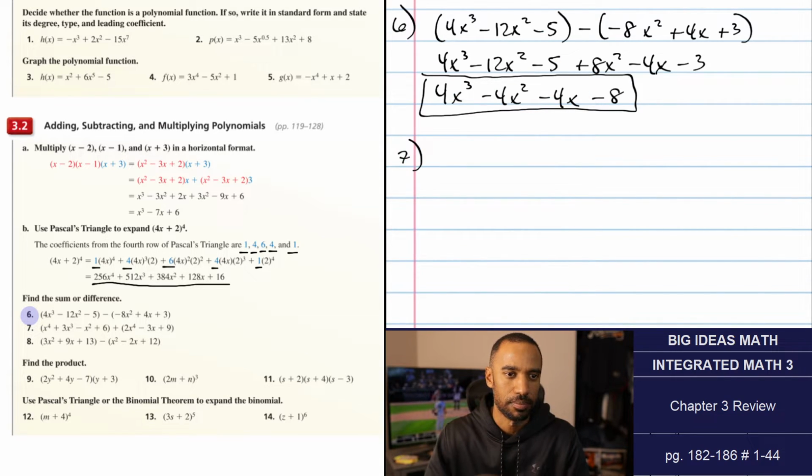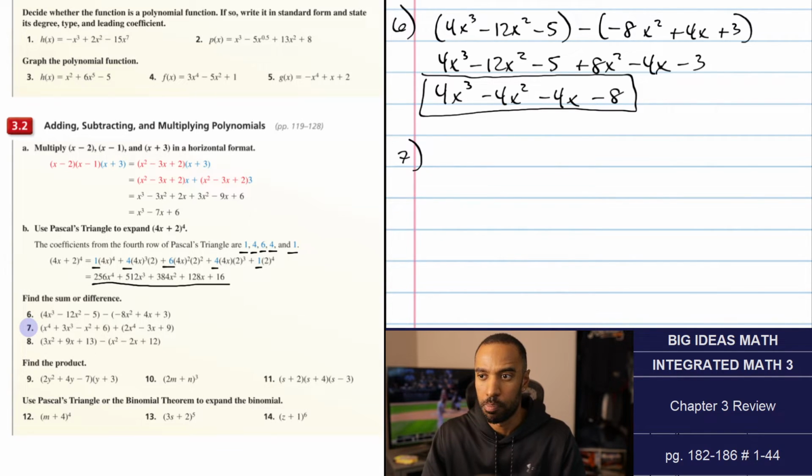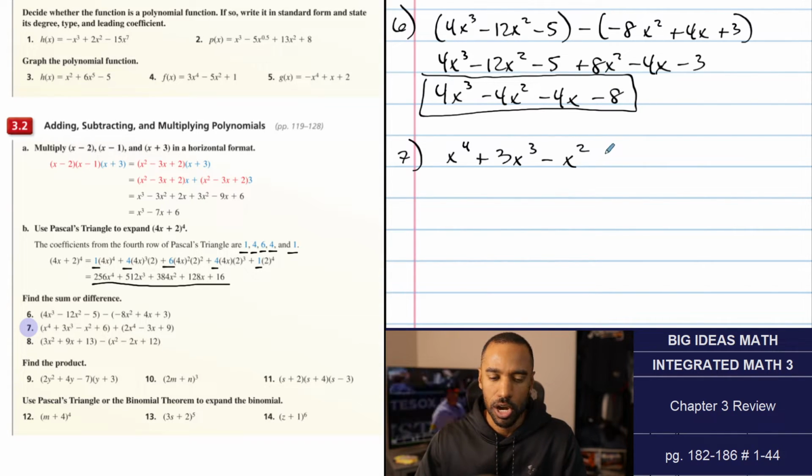Number 7, we have arguably easier than subtraction, but the same stage after the first step, addition. In fact, I'm going to write this right now without copying down the original parentheses. I'm just rewriting without parentheses, x to the fourth, 3x cubed, negative x squared, and then plus 6. The plus does not turn things positive. It keeps things as they were.